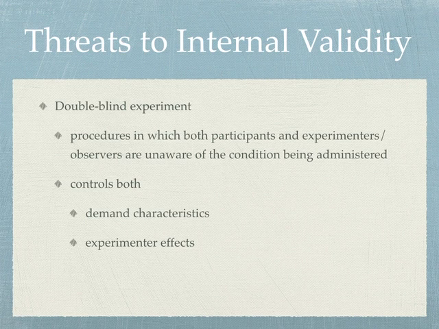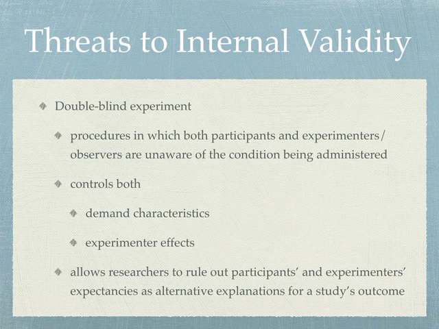It also controls for experimenter effects, because the experimenter doesn't know what condition they're in. And so again, we're allowed to control that as well. It also allows us to rule out the participant's or the experimenter's expectancies as alternative explanations, because they are controlled for and they had no idea what condition they were in or what condition they were administering to a participant. There's no way that it can be an alternative explanation. It can't be just taking a pill matters, because nobody knew what pill they were taking. Everybody took a pill. It can't be that having somebody think that you're going to get well is going to make you get well. Those kinds of things. So these double-blind experiments allow us to control for both of those things and allow us to eliminate a lot of alternative explanations.